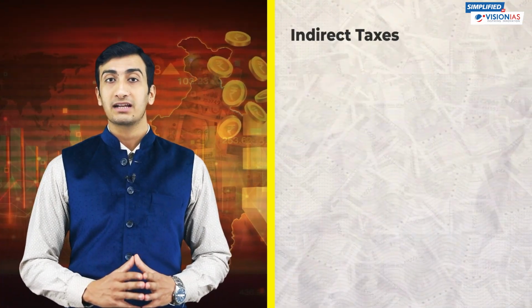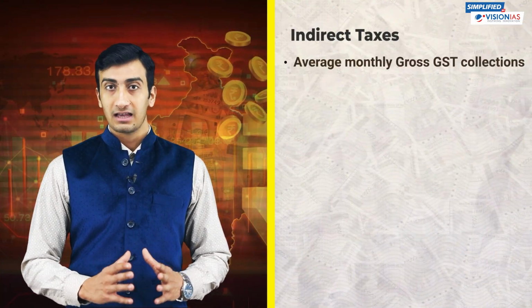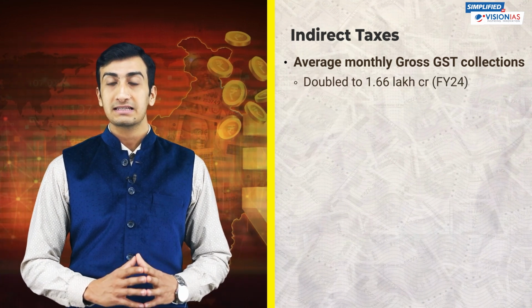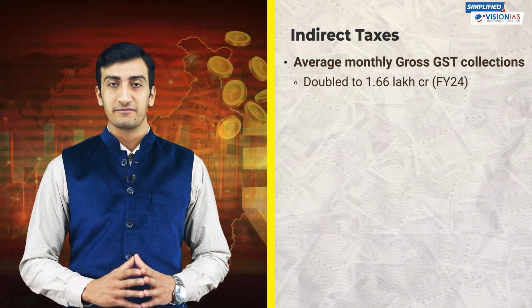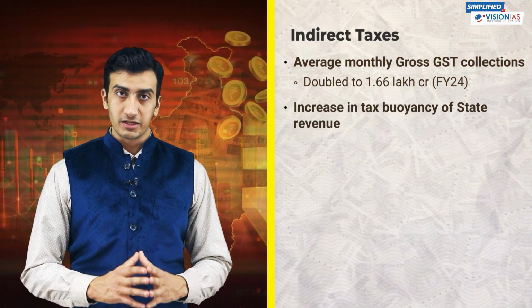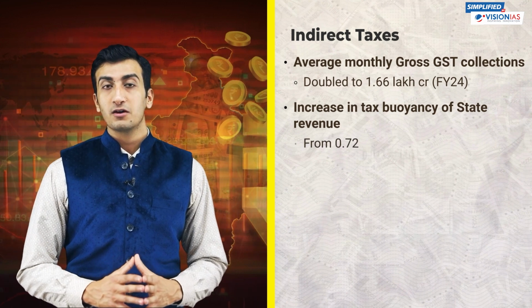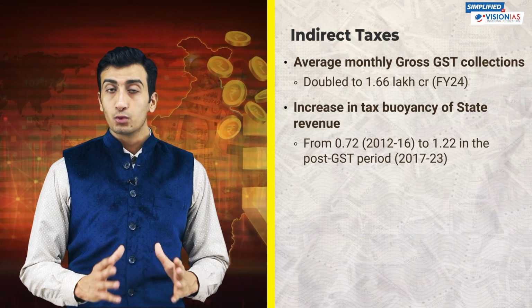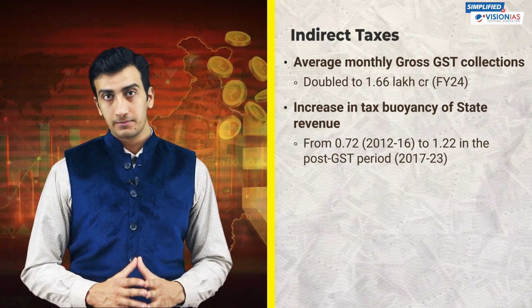Now shifting to indirect taxes, gross GST receipts have increased dramatically, doubling to an average monthly number of 1.66 lakh crore in fiscal year 24. The influence of GST is visible in the upward trend of state revenues. The tax buoyancy of state revenue increased from 0.72 in the pre-GST period to 1.22 in the post-GST period.